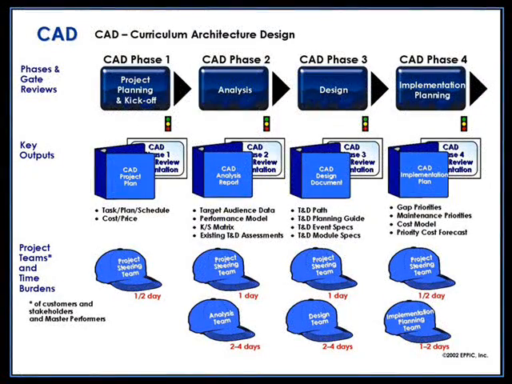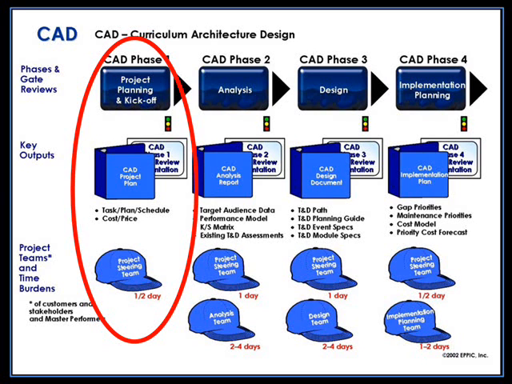This is my curriculum architecture design POTS chart. Phases, outputs, and teams. In the first phase, project planning and kickoff, a project plan and price is put together for the client and is reviewed in the project steering team meeting, typically a half day. All of the issues going forward, all of the sensitivities of the project steering team are brought to the fore and amended into the project plan.